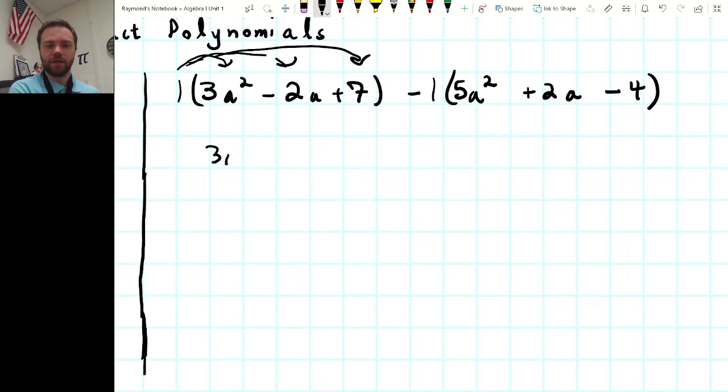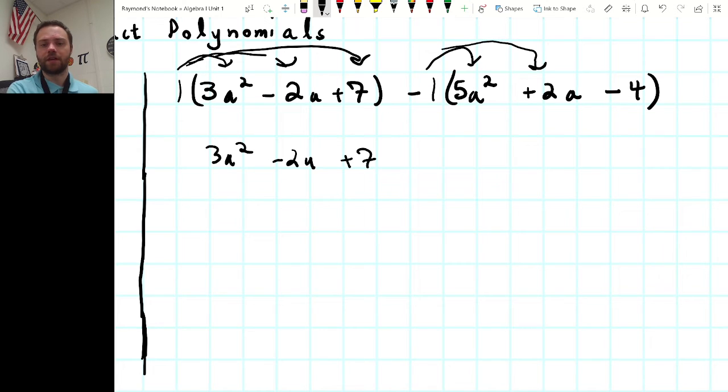So I get 3a squared minus 2a plus 7. And over here I've got a -1. So we're going to see something similar to the last one, but it's going to distribute to every term. So I've got to keep that straight. So -1 times 5a squared is -5a squared. -1 times 2a is -2a. -1 times -4 is +4.